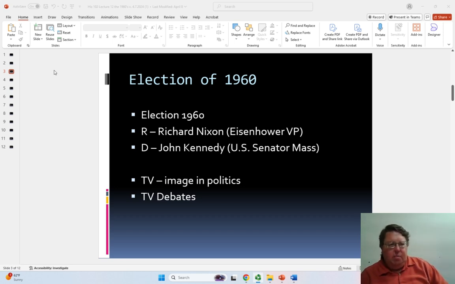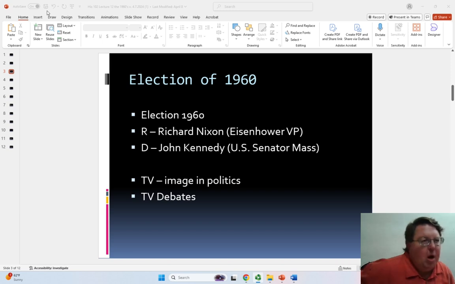Nixon and Kennedy represent different aspects of the Cold War consensus that has developed since the beginning of the Cold War with Truman some years earlier. The highlight of the election in 1960 are the television debates between Richard Nixon and John F. Kennedy. For historians and political scientists, this is an early example of how image works in American politics.